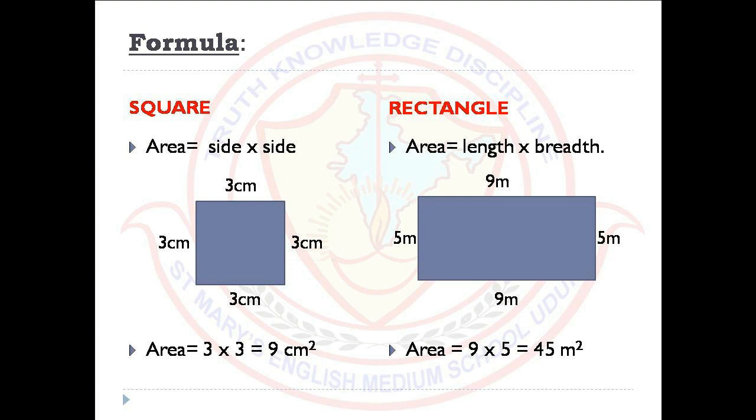So here length is 9 meter, breadth I have taken as 5 meter. So the area is length into breadth, which is nothing but 9 into 5, which is equal to 45 meters square. Now here you can observe the units. In square I have taken it as centimeter square because the length is in centimeter. In rectangle it is meter square because I have used the unit of meter there.